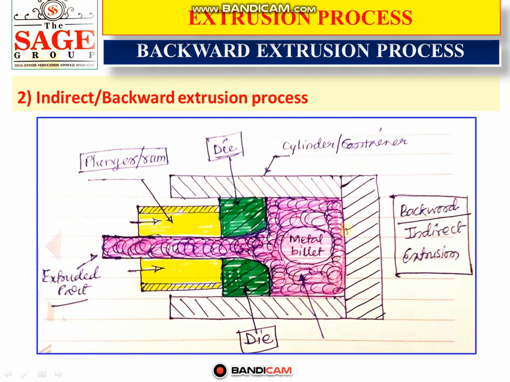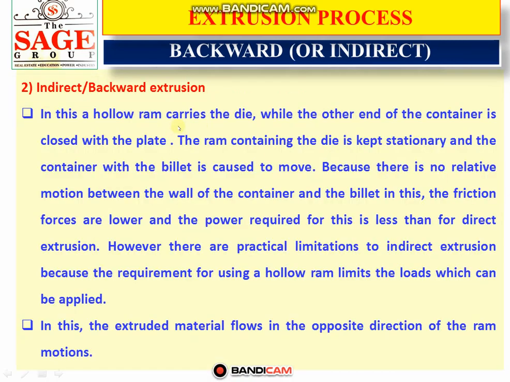The components are the same. This is the cylinder or container, and at one end there is a die of the required shape, and the other end is closed with a plate, and the hydraulic ram is attached with the die. This is the metal billet filled inside the cylinder or container. Then when the forces are applied to the ram and the ram moves in this direction, the metal billet starts to flow in the reverse direction, and this is the extruded part, our final component, that takes the shape of the die. This is known as the backward or indirect extrusion process. This is the description that we have discussed with the help of the diagram.